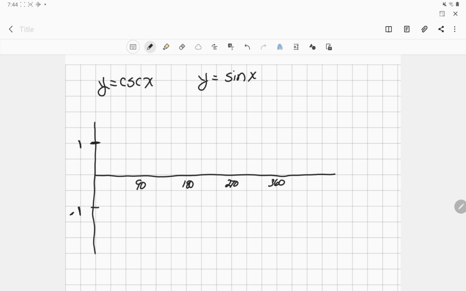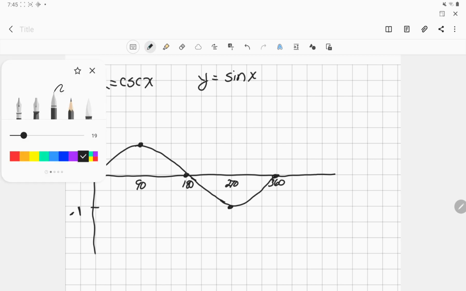of what's happening. So if I graph y is equal to sine x, sine of 0 is 0, sine of 90 is 1, 180 is 0, 270 is negative 1, and 360 is 0. So when I graph this, now that I'm using graph paper, it should be really nice. Looks about the same as when I don't use graph paper, but anyway.